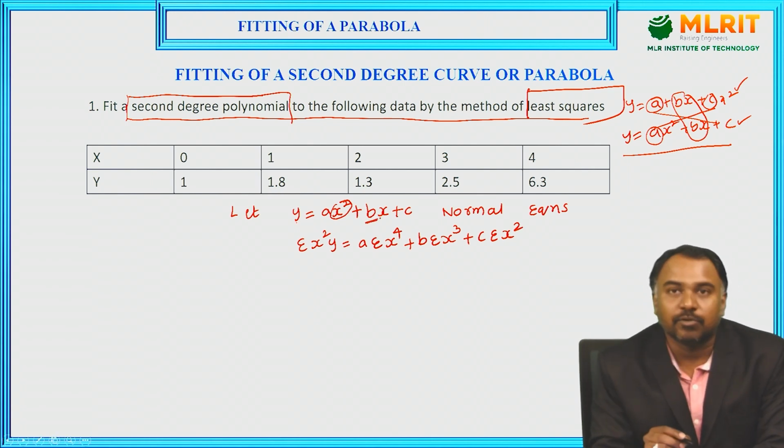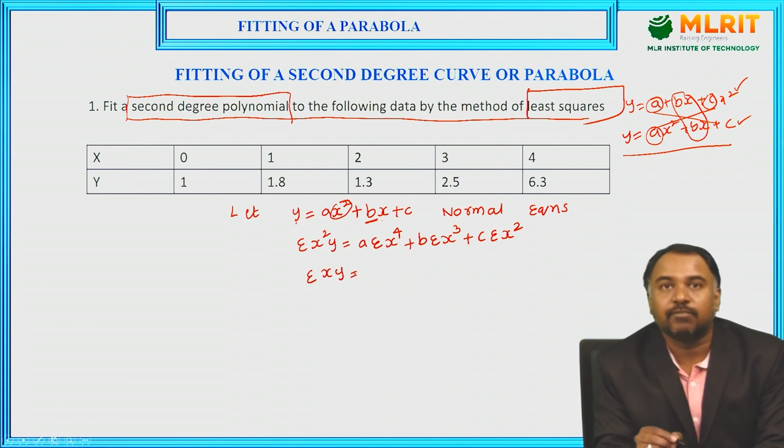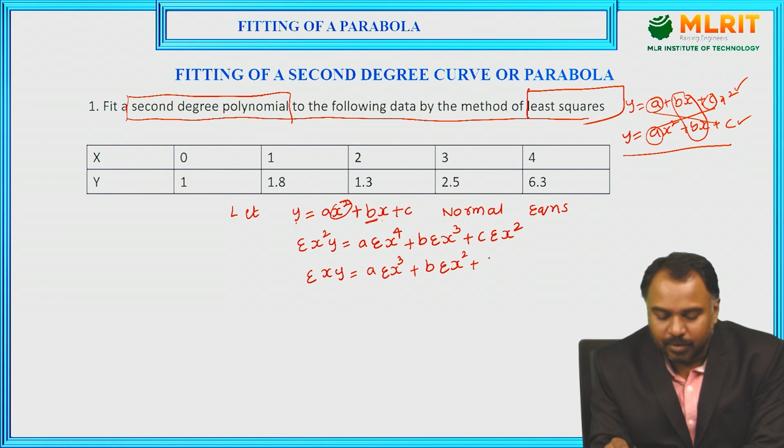Similarly, the second coefficient is b. If you differentiate with respect to b, the coefficient of b is x, so we need to multiply this x with the complete equation. So we'll get summation xy equal to a summation x square into x, summation x cube, plus b summation x into x, x square, plus c summation x. This is the second equation.